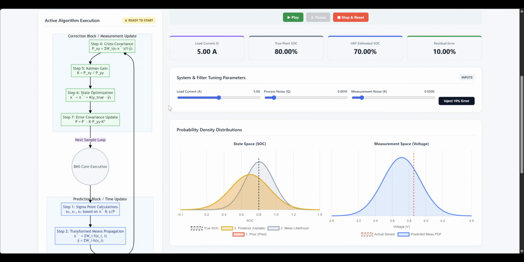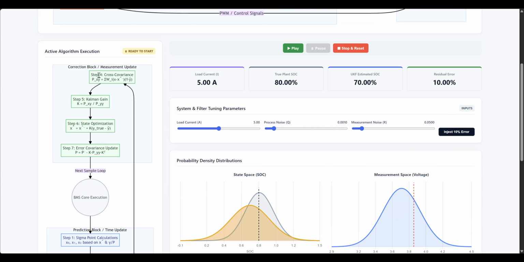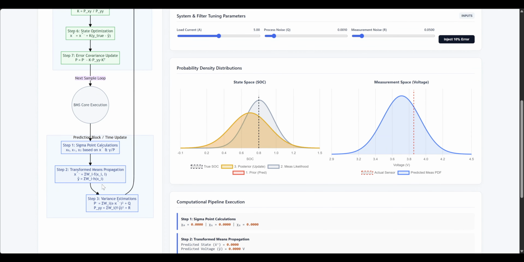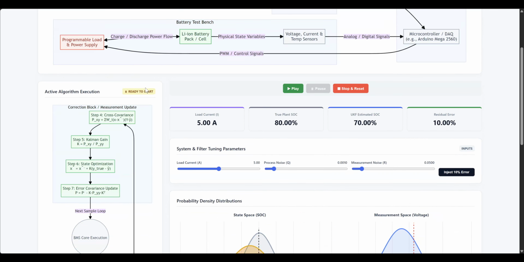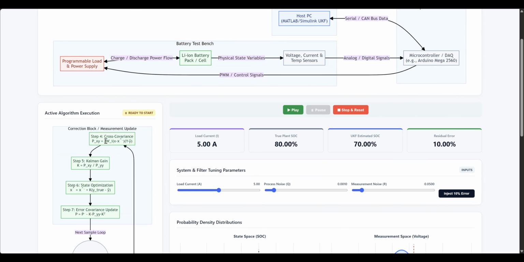Then you will have step 4, which is the cross covariance calculation. We will see here how the state change is dependent on the measurement that we are taking. So here it is the relationship between x and y, how variation in x is reflecting a change in y. That is what cross covariance presents here.